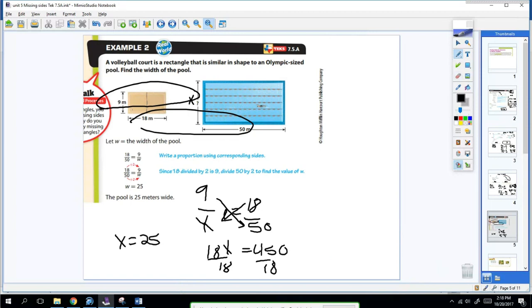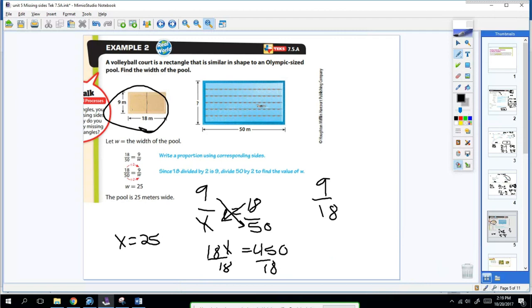Okay, you can actually set this up differently as well. Let me erase that. So if you wanted to make these a ratio, you could have done 9 over 18, and you could have done x over 50. You would get the same answer. X is 25. Okay, I want to show you that you can set it up multiple ways.